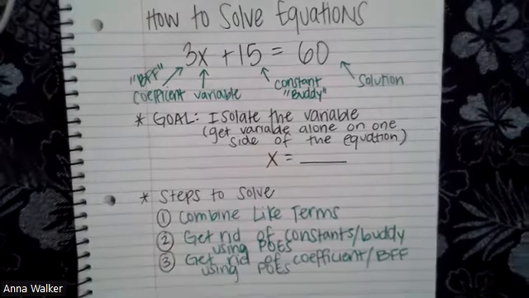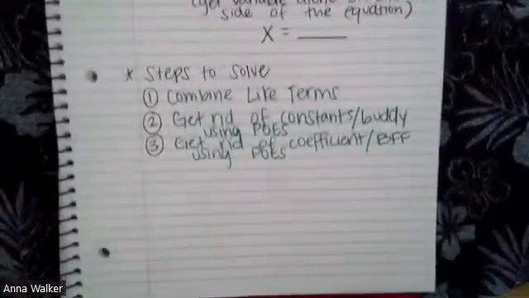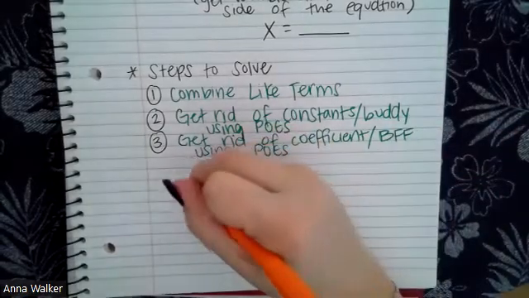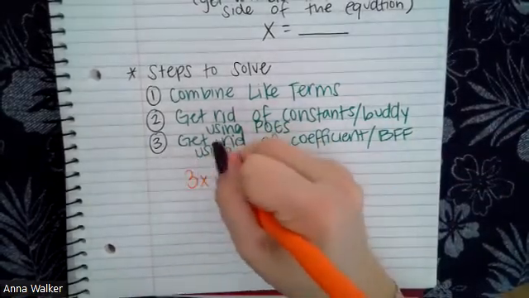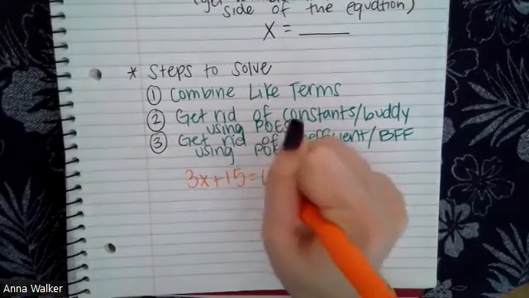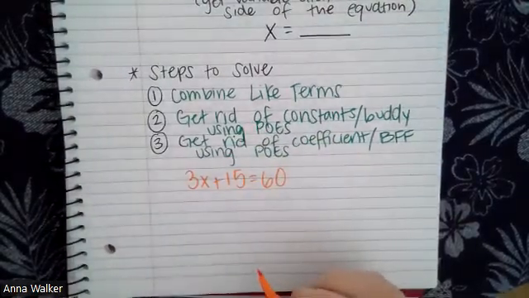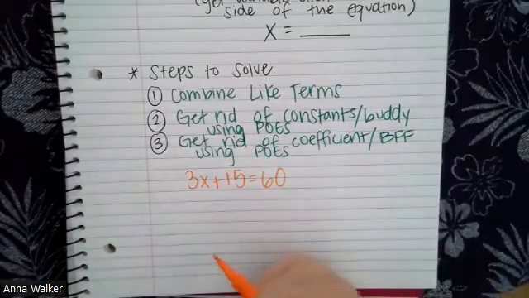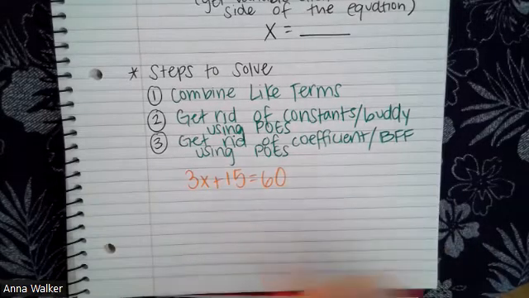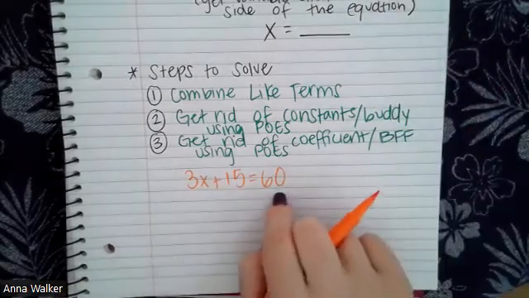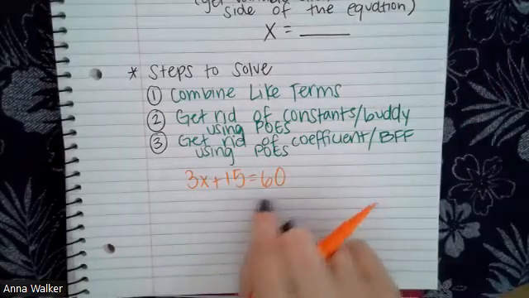Okay. So underneath where you have your steps to solve, let's actually write the equation. So we have 3x plus 15 equals 60. This is actually an example of a 2-step equation because this is going to take me 2 steps or 2 properties of equality in order to solve. Okay, so the first thing I'm going to do is combine any like terms. It doesn't look like I have any like terms because I have a constant, a solution, a coefficient.